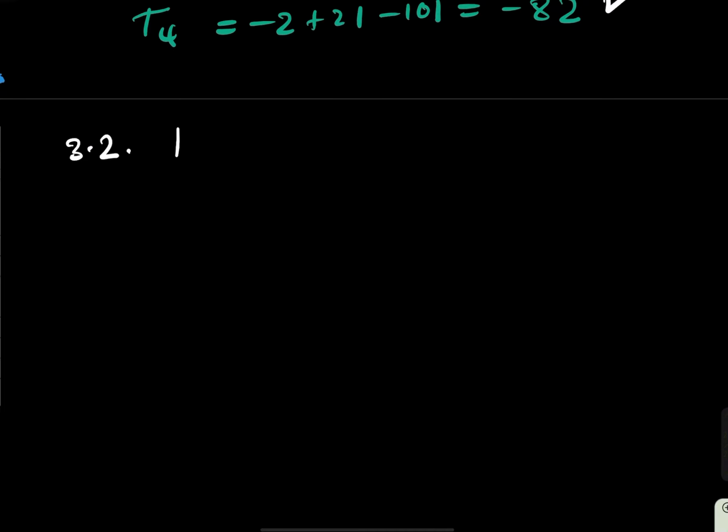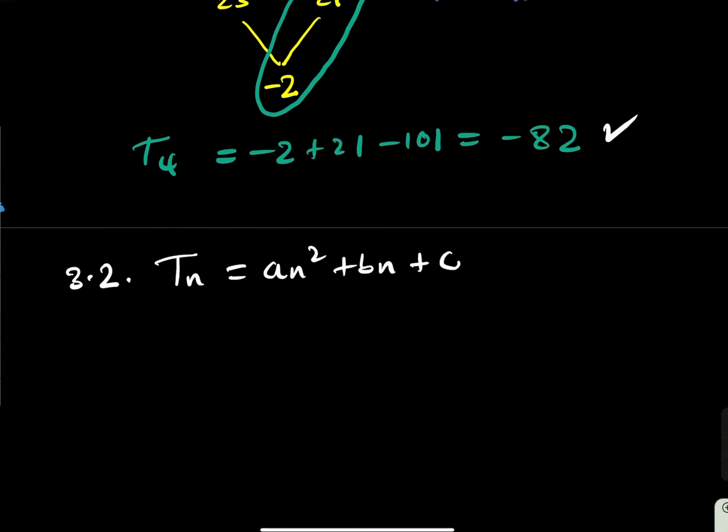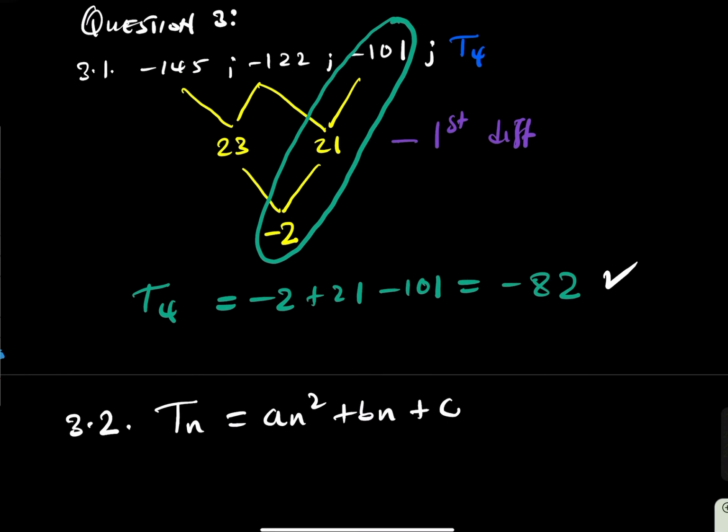We are going to have Tn equals An squared plus Bn plus C. That's a quadratic number pattern. They are saying prove that the value of A is negative 1, B is 26, and C is minus 170. I will take it from the previous one, because I have my first difference and second difference.